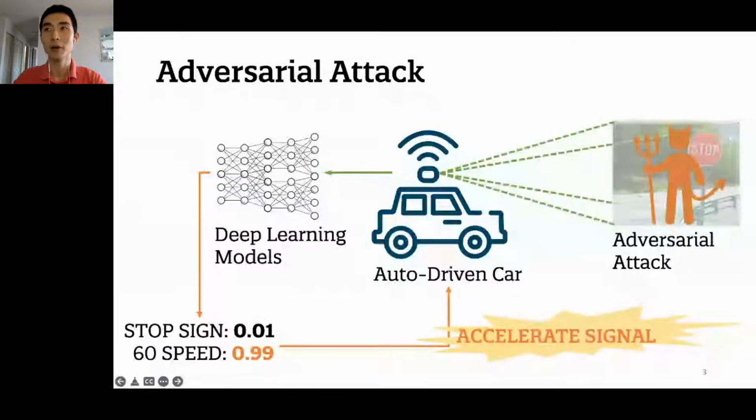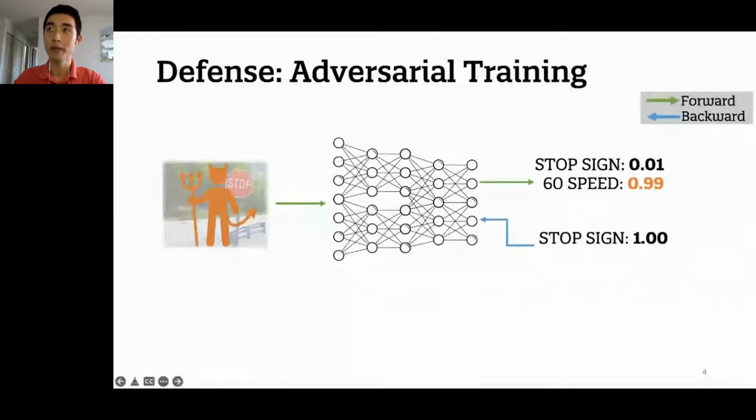To protect a model from adversarial attacks, one of the defense techniques is called adversarial training. Intuitively, adversarial training means to train the model with adversarial samples. For example, here we tell the model this is not a speed sign, it should be a stop sign. In this way, we hope the model could be more robust against adversarial attacks.